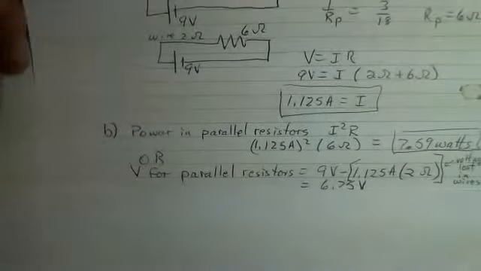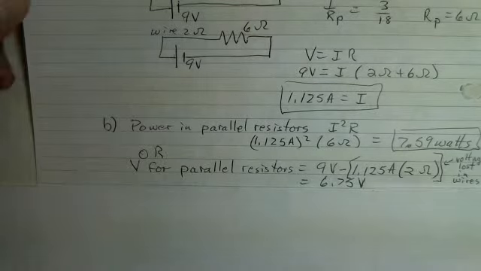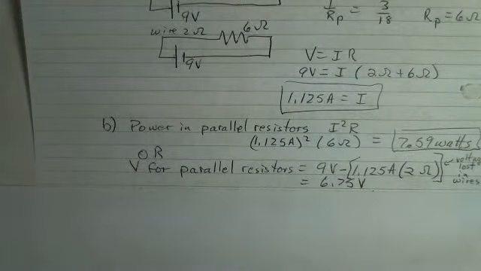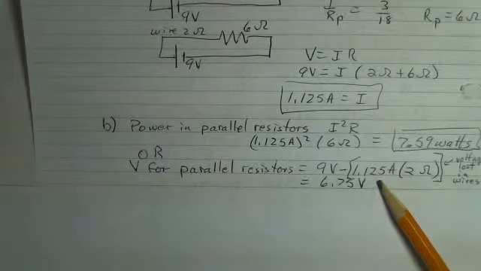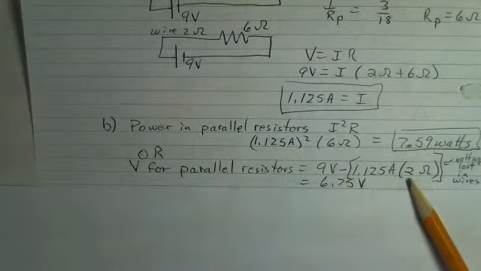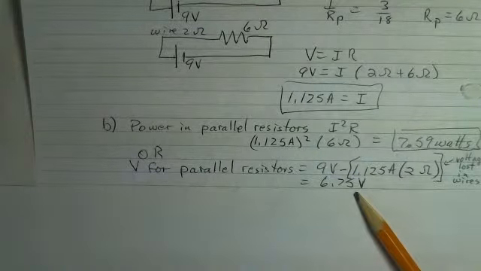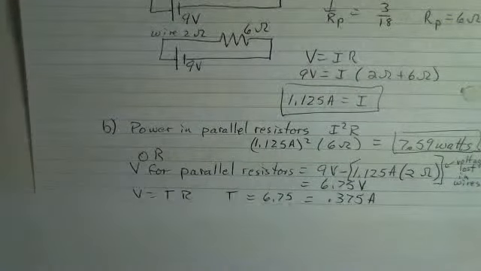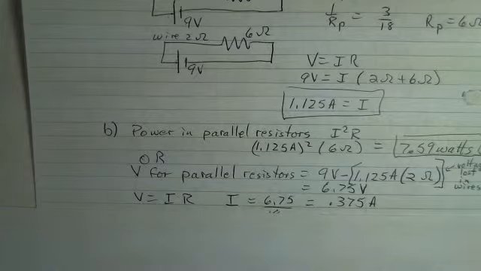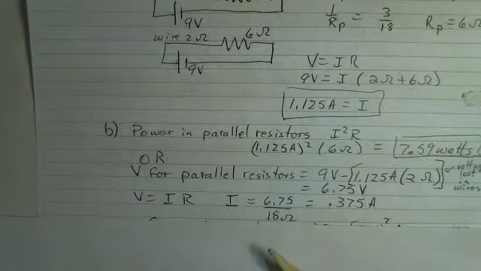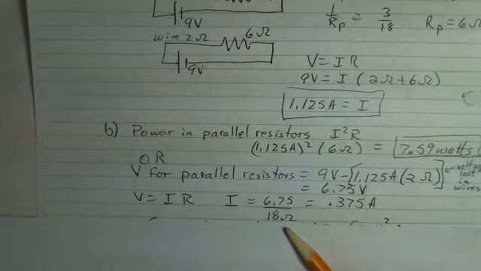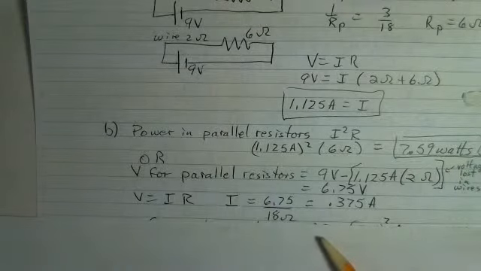And if I would calculate the potential across the parallel resistance first, then I could use IV. But we have a voltage drop in the wires. So we have 1.125 amps times the 2 ohms for the wires. The net voltage across the parallel combination then is 6.75 volts. And we could calculate the current there. The current being 6.75 volts divided by 18 ohms, that would be in one branch of the parallel arrangement.